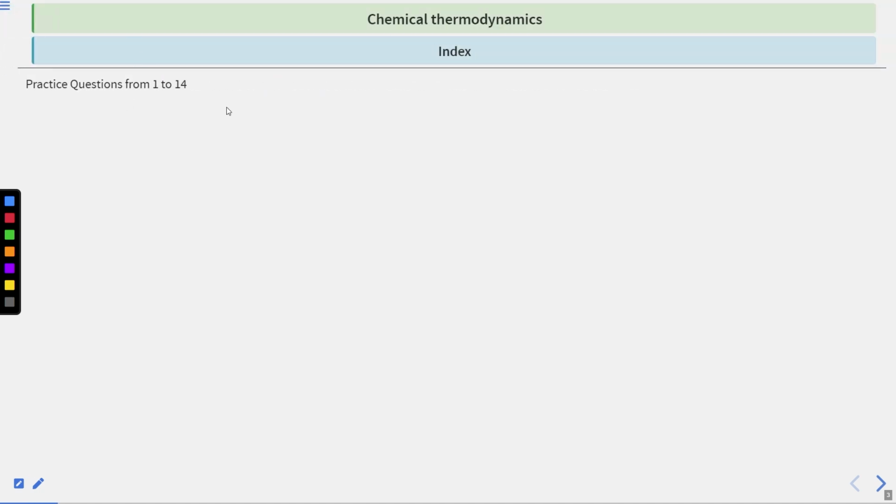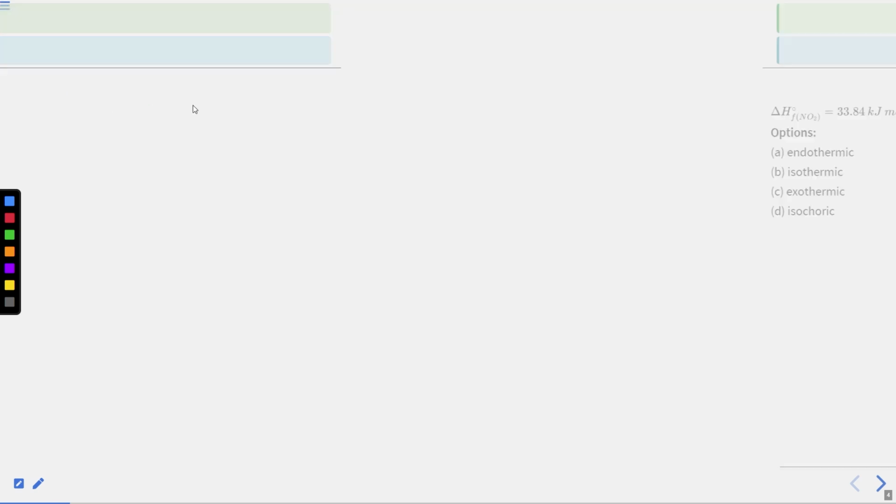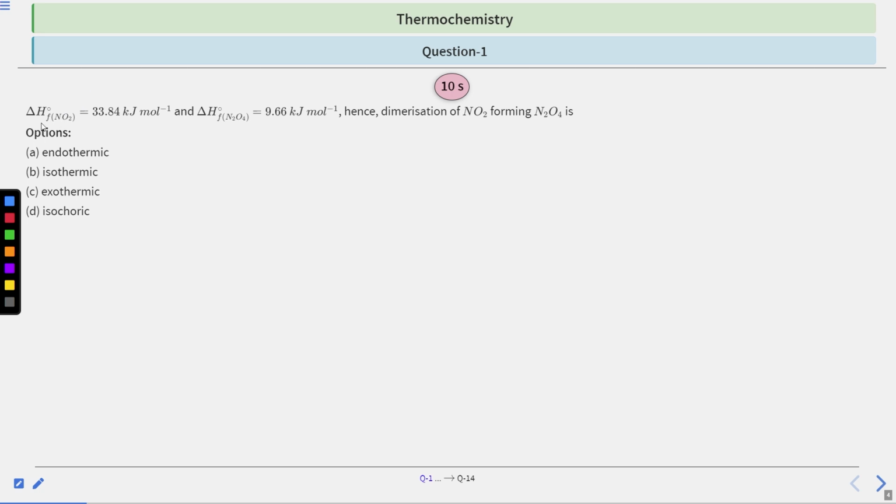So this is our index slide, and today we are going to see some practice questions from question number 1 to question number 14. So let's start with question number 1.